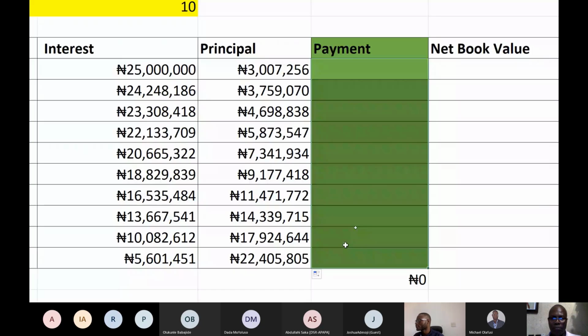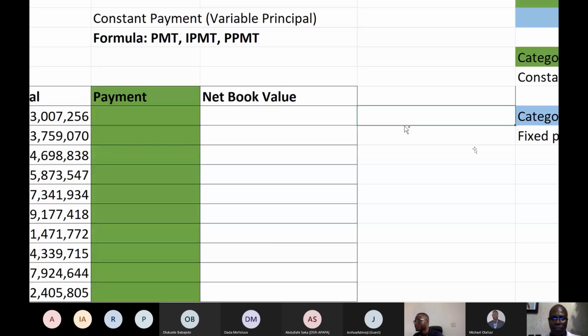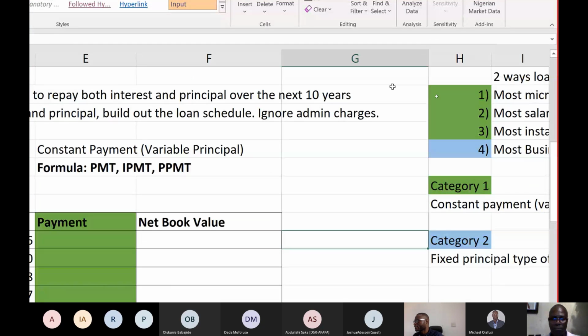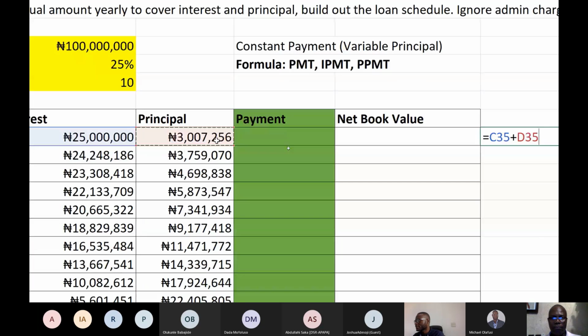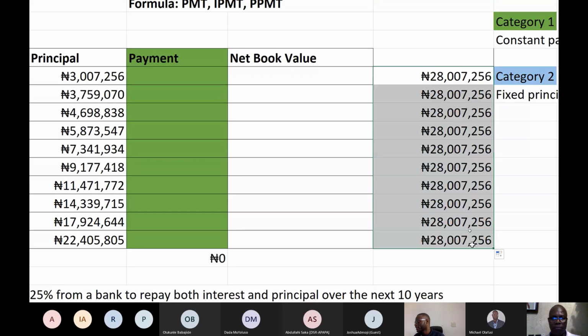Just so that you will know that it's correct, I'm going to do something right here. I'm going to do a formula here that will just be a manual computation, which is going to be this plus this, okay? So that we can compare. So this comes to 28 million, right? And I drag it down, and you notice that the value is constantly the same, right? Where it's constant, it's the same.